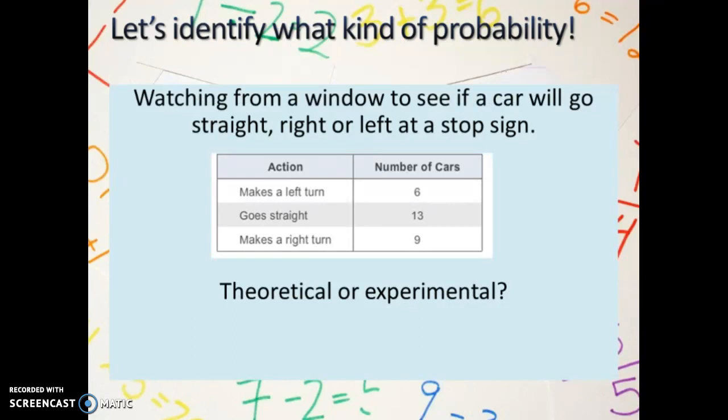So let's take a look here and see if we can figure out what kind of probability this is. Watching from a window to see if a car will go straight, right, or left at a stop sign. You can see we filled in a table. Go ahead and tell me, would this be theoretical or experimental? This would actually be experimental because we didn't pick numbers ahead of time. We actually did an experiment and took down the data we found out.